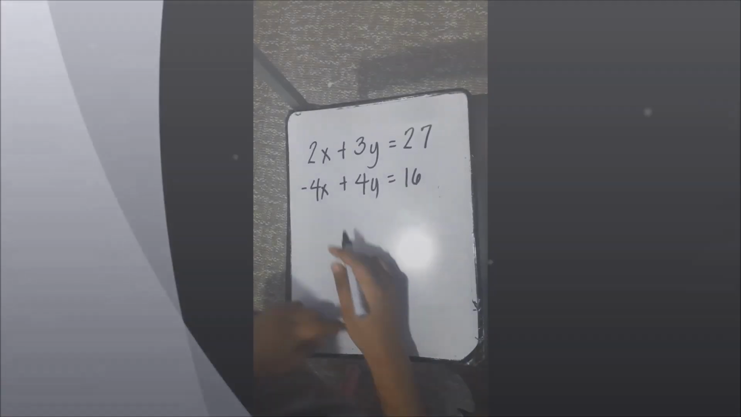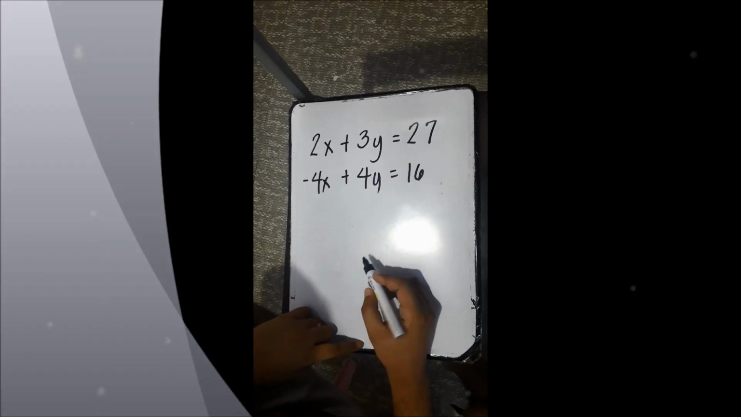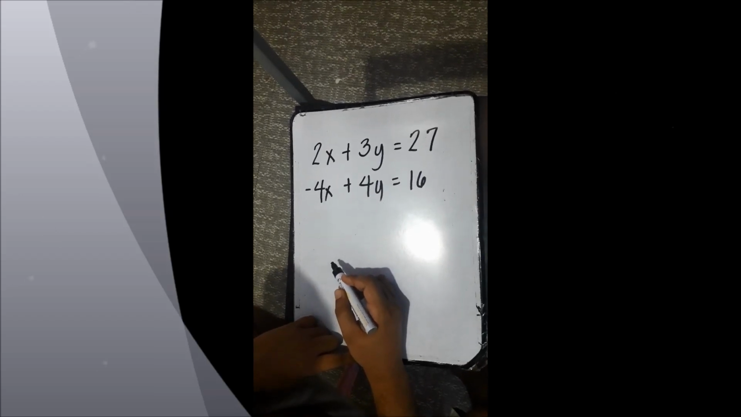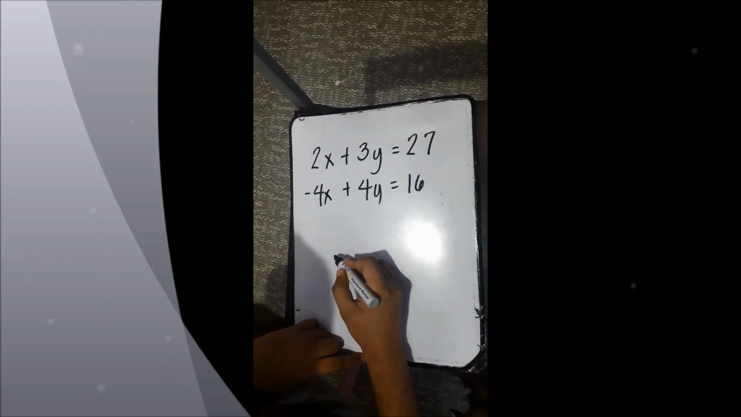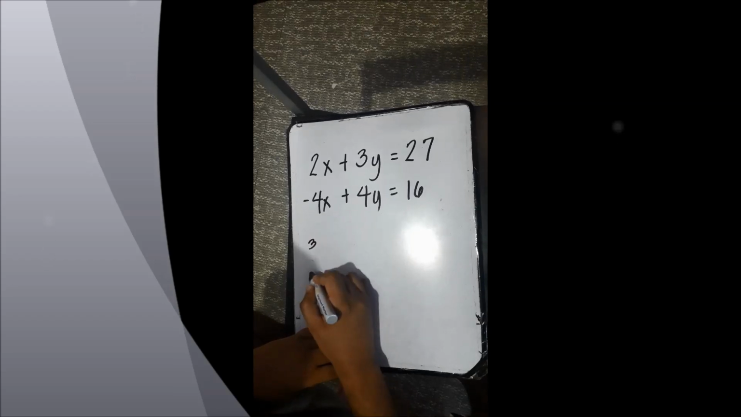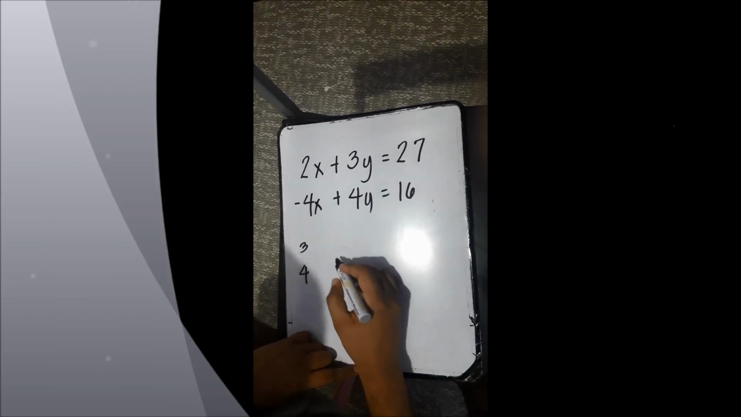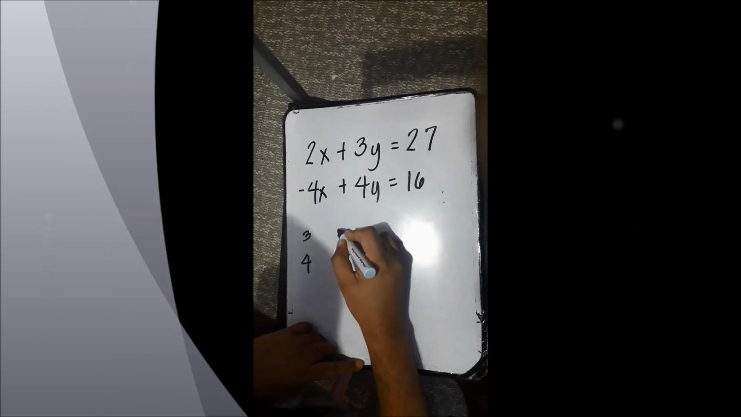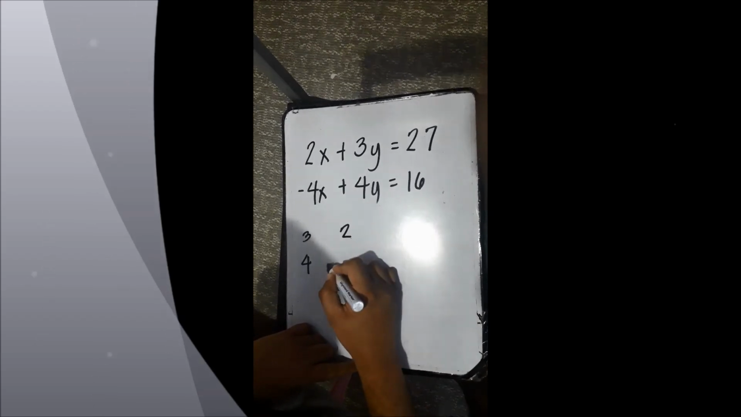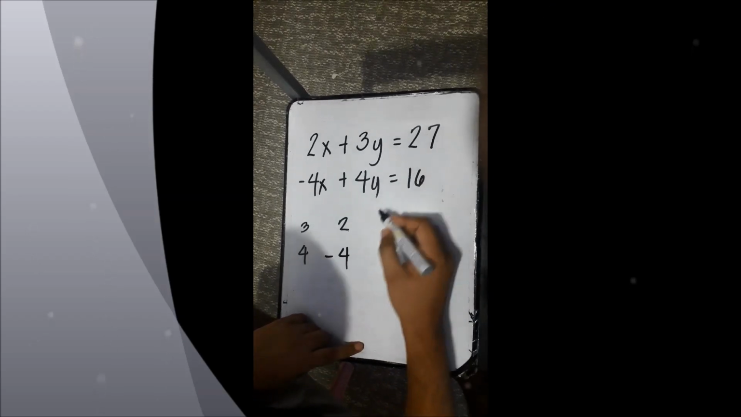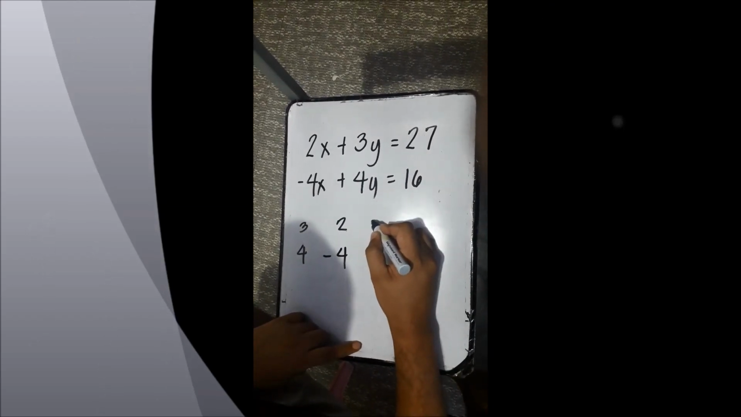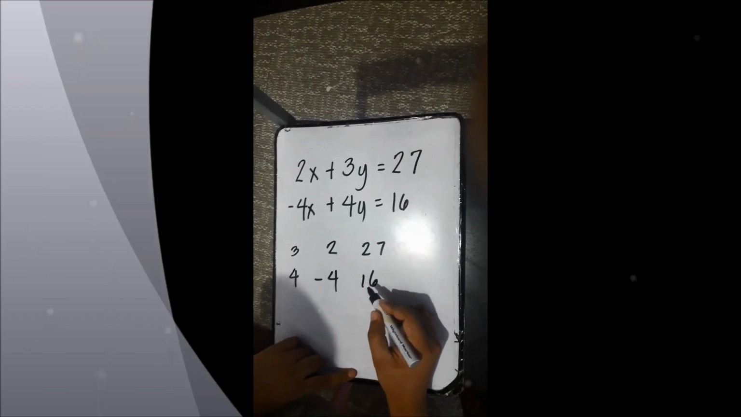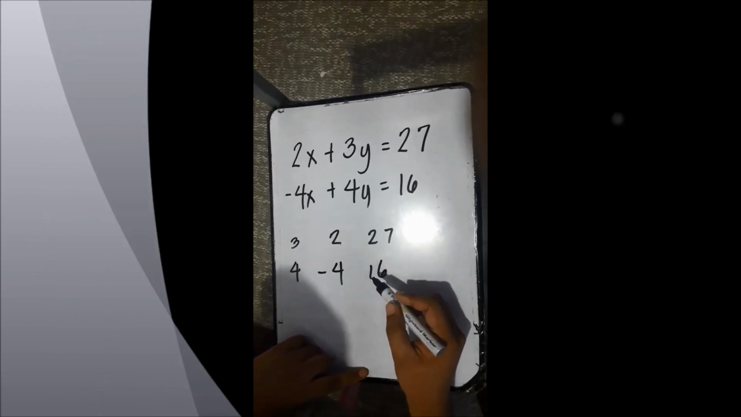To solve for y, I'll be reversing the coefficients. So I'll be writing at the far left side the coefficients of y. So I have here 3 and 4, and here would be the coefficients of x. So that would be 2 and negative 4, and still I will be copying the constants, which are 27 and 16. And I'll be doing the same cross multiplication.